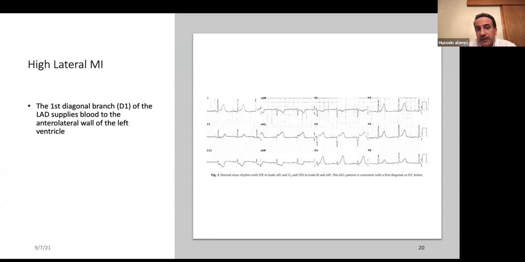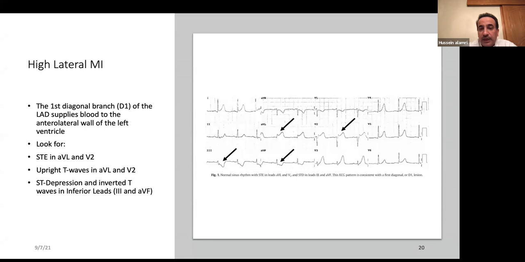Okay, this is another example also. You see that there is ST elevation in lead 1 and AVL with the reciprocal changes in the inferior leads. There's also ST elevation in V2. So in high lateral MI, what do you look for? ST elevation in AVL and V2 also. This can happen with lateral MI: lead 1, AVL and V2. Upright T wave in AVL and V2 also indicates a high lateral myocardial infarction, along with the reciprocal changes in the inferior leads.